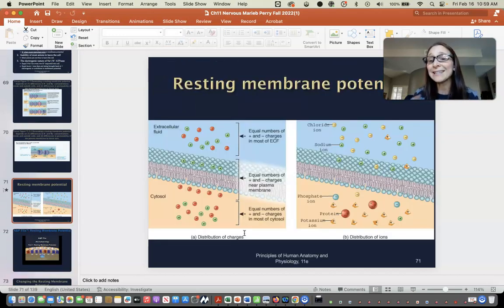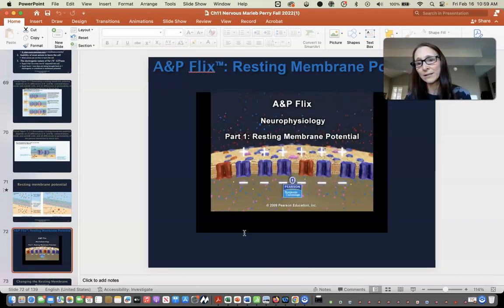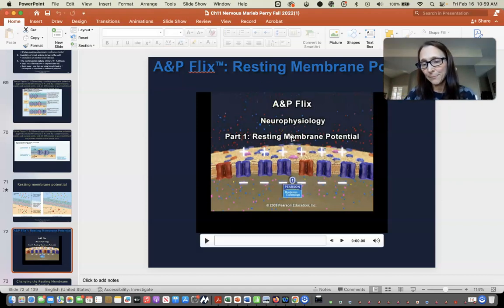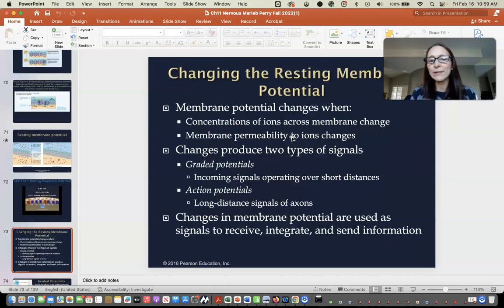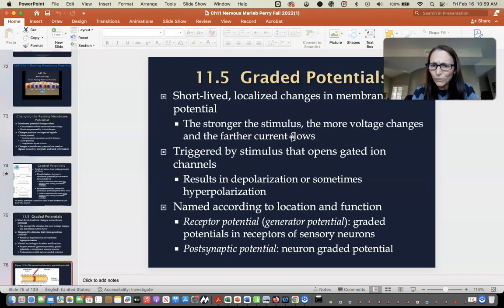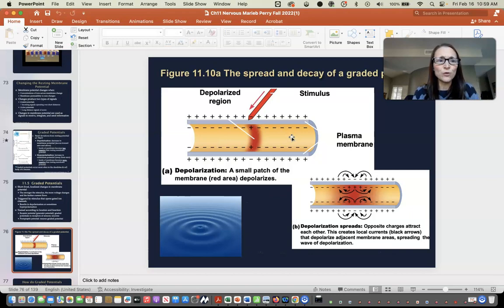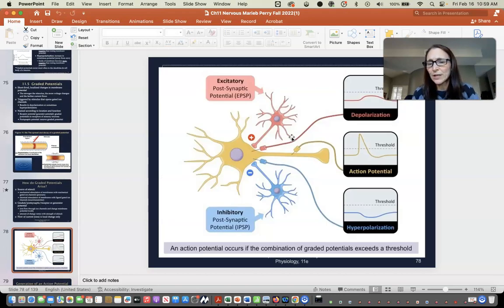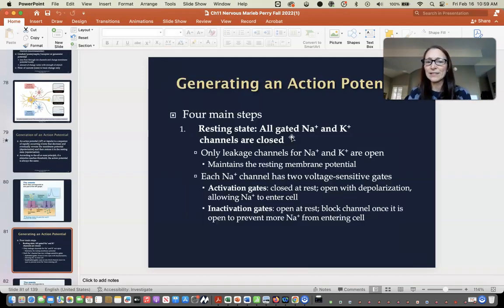And watch these animations, guys. These animations are great. You can actually open this PowerPoint, click on these, and then you can watch the animations. I really think they're very helpful for your overall understanding of the processes. And then as we get into graded potentials and action potentials, we'll talk about the differences between them.